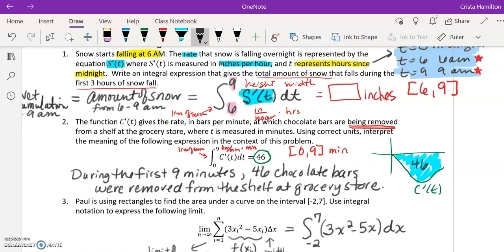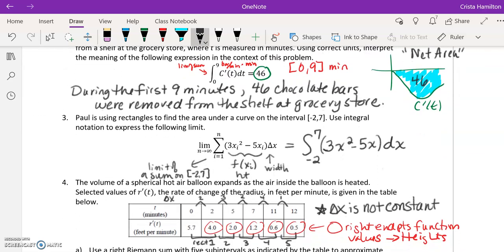And we know that it's being removed because c prime of t would have been below the x-axis as you're looking at it. So that's one idea when we start talking about the difference between area and net area, because area would be positive 46, because area is always positive. But when I talk about net area, the net area would be negative 46, because we took away; we are not accumulating, we are taking out for this function. So those are some things that I do know about this function c prime of t.